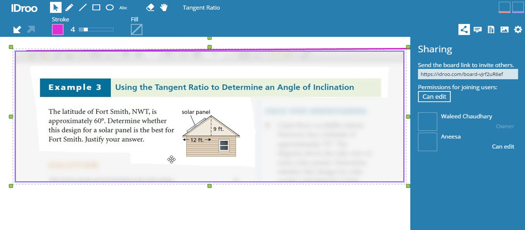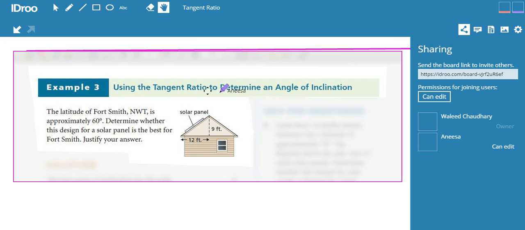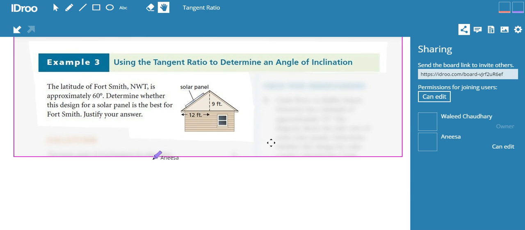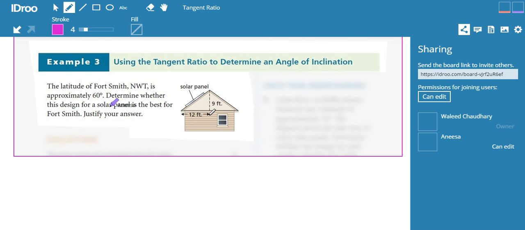Okay, now this is the question. It says use the tangent ratio to determine the angle of inclination. The latitude of Fort Smith, NWT is approximately 60 degrees. Determine whether the design for the solar panel is best for Fort Smith. Justify your answer.